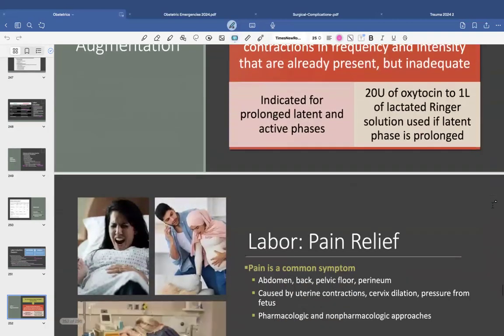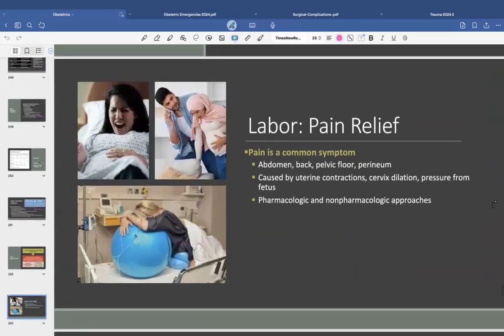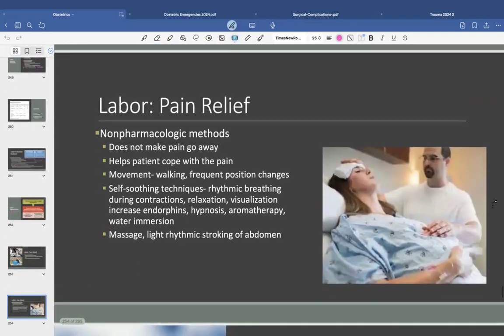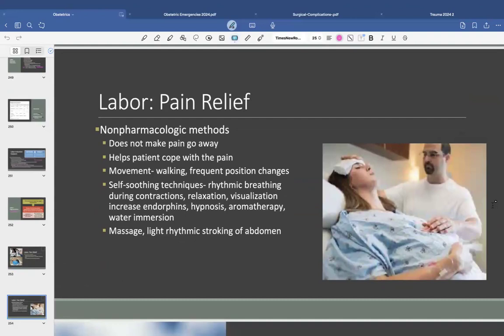Pain relief. Pain, we know, is a very common symptom. Moms may feel pain in their abdomen, their back, their pelvic floor, their perineum. This is usually caused by uterine contractions, the cervix dilating, and pressure just from the uterus. There are several pharmacological and non-pharmacological approaches in treating pain. You can see mom at the bottom there on the ball. Sometimes position changes. We'll look at the non-pharm methods next. These don't make pain go away, but they help mom cope with the pain a little bit better.